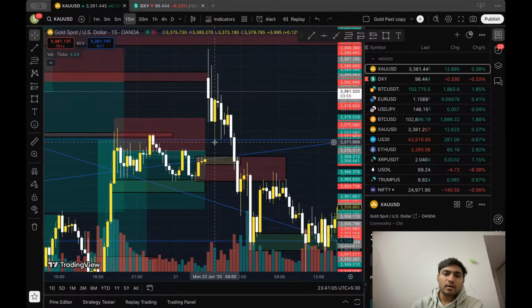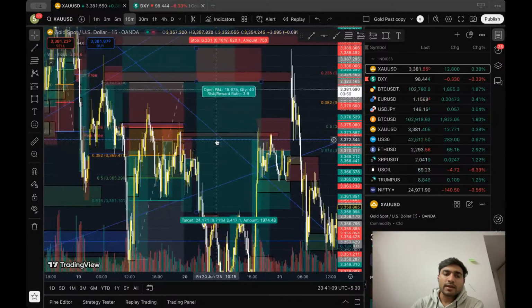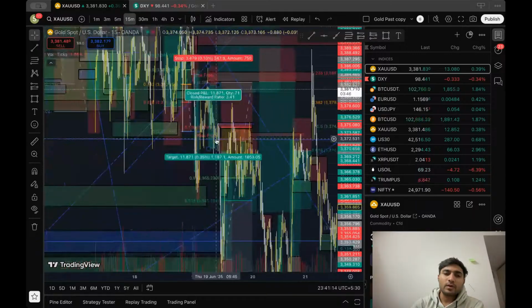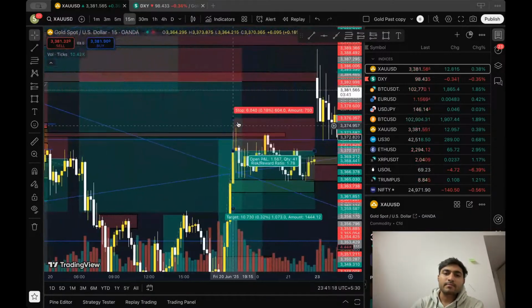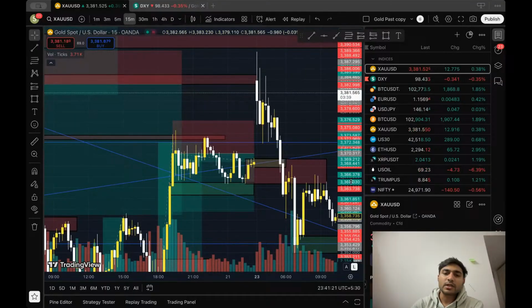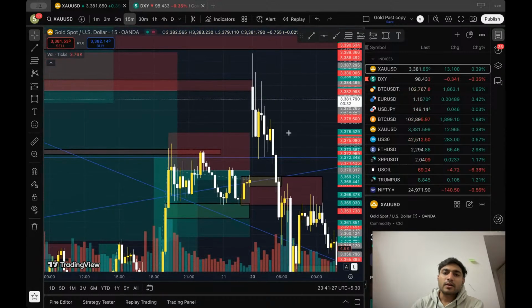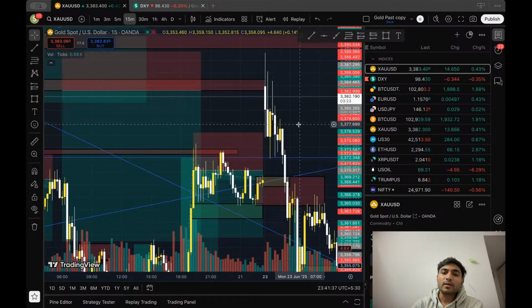Then what is this line? 72 pips. I think it's a significant line. Whenever I draw these kinds of lines, they mean they are of significant importance. So it tested that and it made a double top, which could have been our entry, the 84 level.